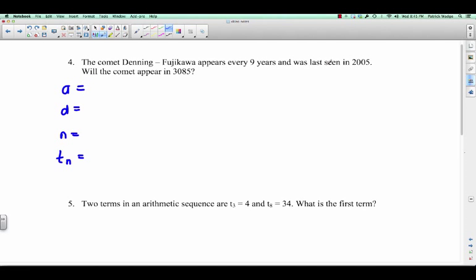Yeah, you do. I mean, 2005 isn't the first time that this comet appeared, but for our intents and purposes, it's the first time we're worried about. We know it showed up in 2005, so we're going to take that as our starting point. So 2005 is our a. Do we know the difference? Yes, it's 9. It appears every 9 years. So the next time it would appear is 2014.